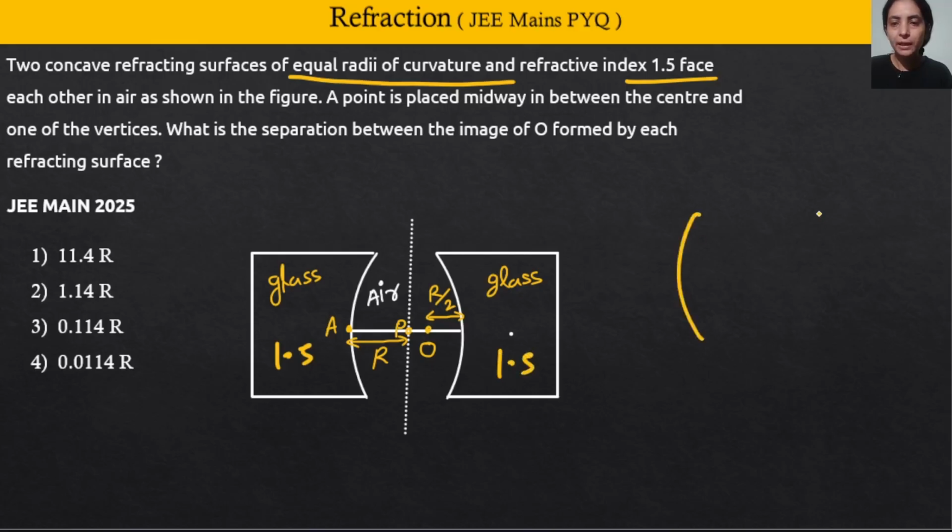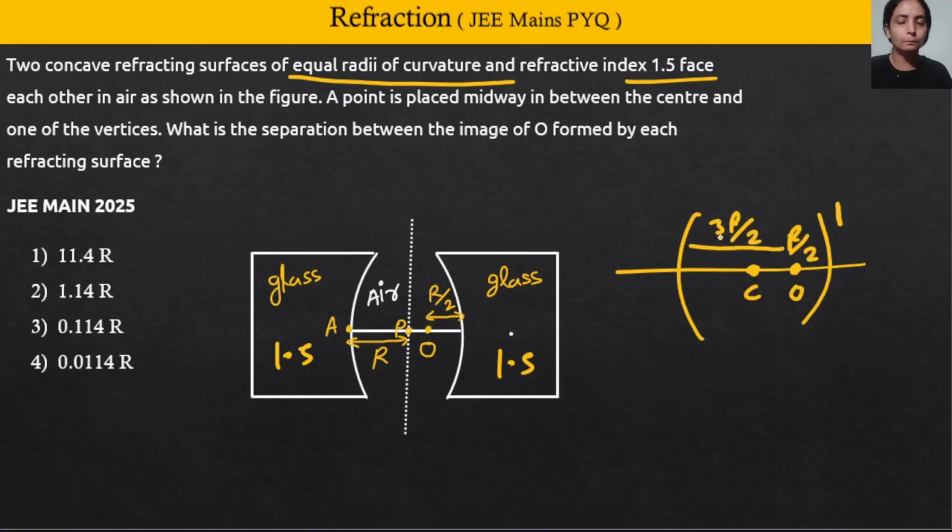हमारे पास दो refracting surfaces हैं facing each other, and there is one object kept, और ये ले लो center of curvature. Object is kept somewhere here, ठीक है, at a distance r/2 from first refracting surface. Okay, so from second refracting surface it will be at a distance of 3r/2.